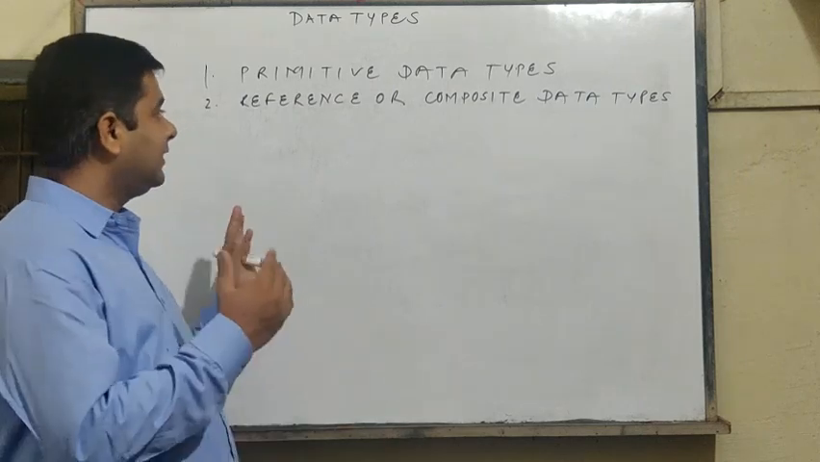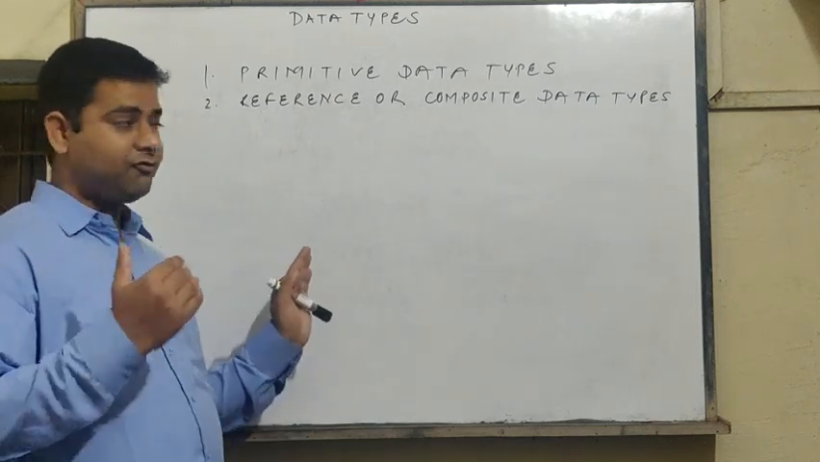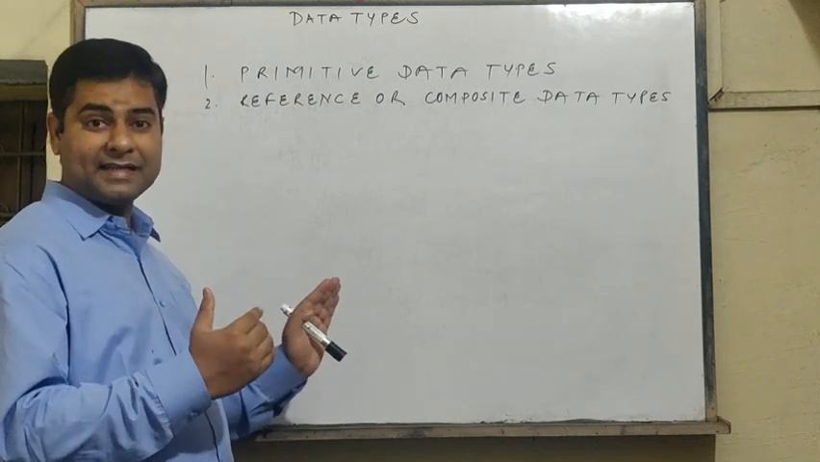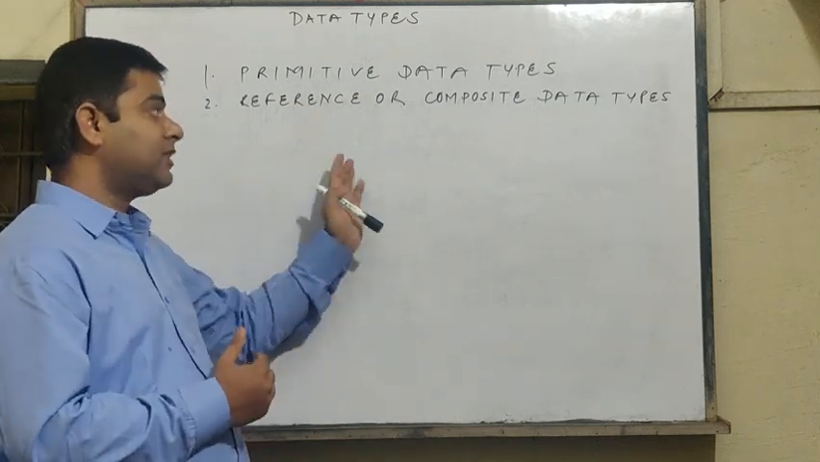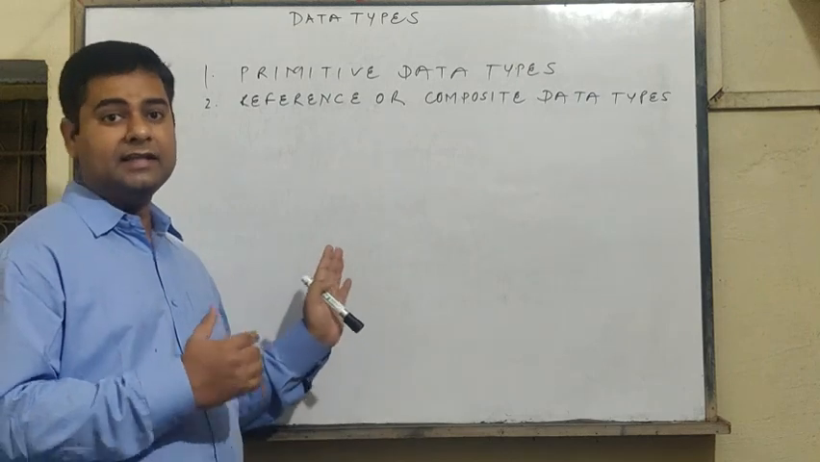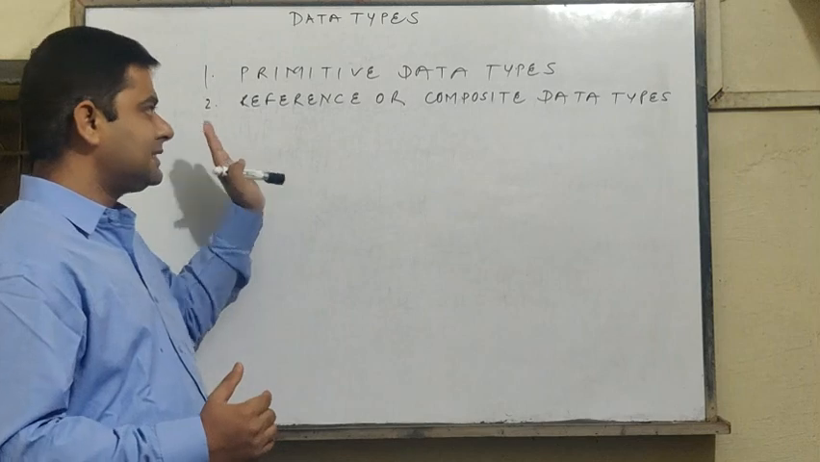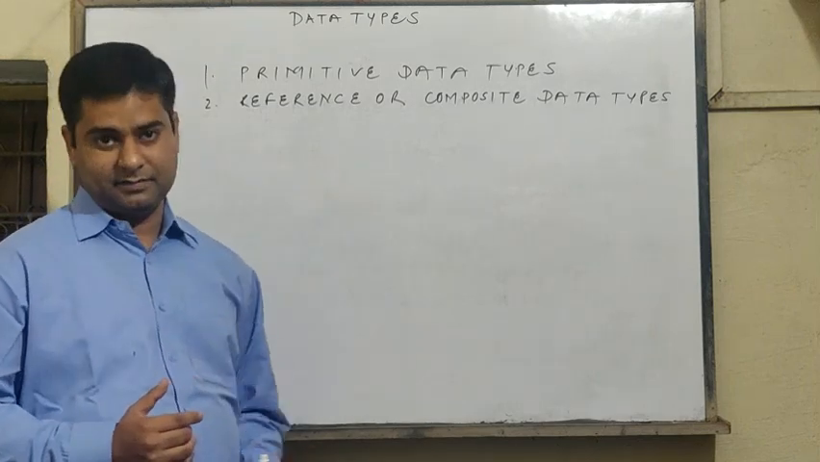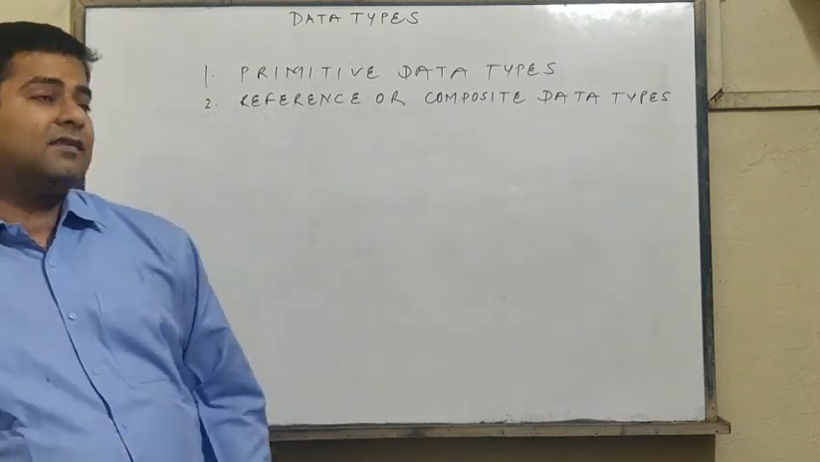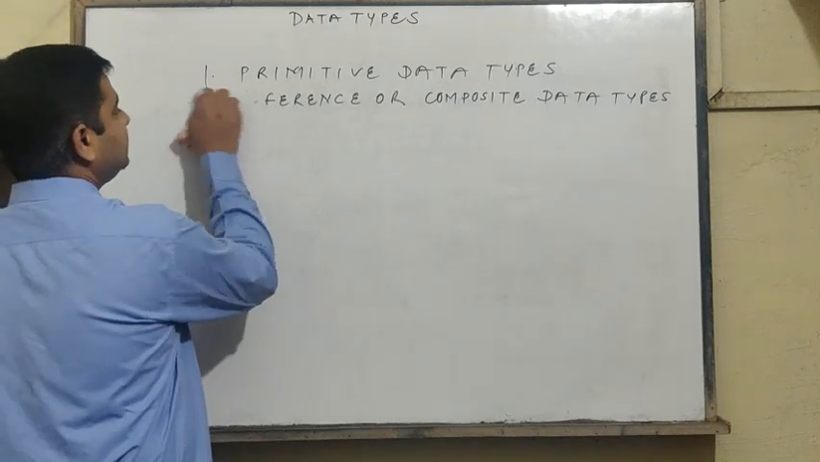Okay, and here the primitive data types are different. Their storage mechanism is totally different. And here the reference or composite data types are there. Their storage mechanism is totally different. So first I will explain the primitive data types. Primitive data types are as follows.